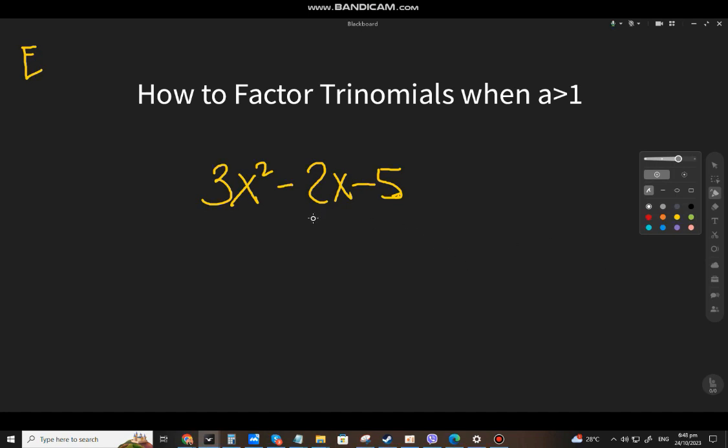So let's have the first example. We have 3x squared minus 2x minus 5, and we have a, b, c. And we know that when a is greater than 1, it's really difficult to factor a trinomial, right? Because we have to do trial and error. But I will show you a technique. This is called the slide divide technique.